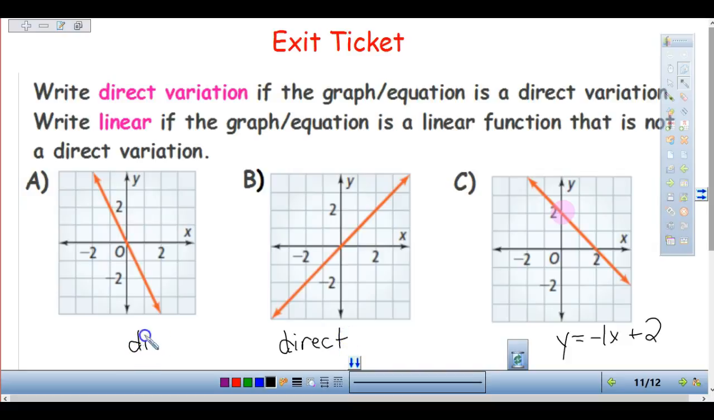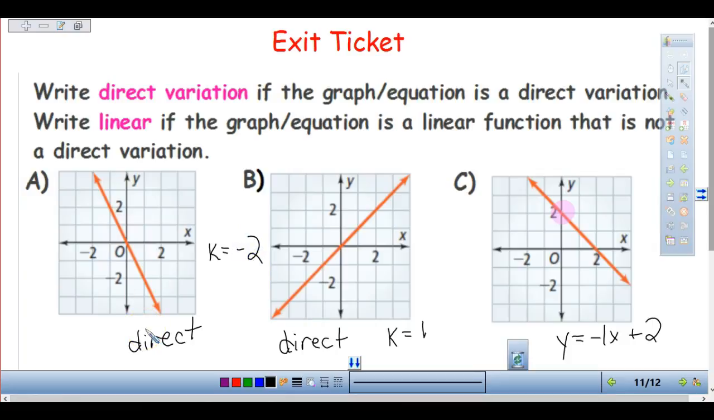How do you find the k if it's direct? How do I find the k from my graph? y over x, right? It's your slope. You're really just finding your slope. So what's the slope of this one? 1. So k would be 1 here. What would k be on this one? Close. Yeah. Whoops. Yeah, we're going down.